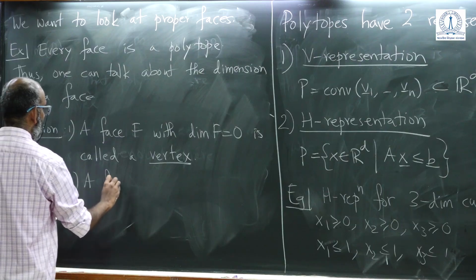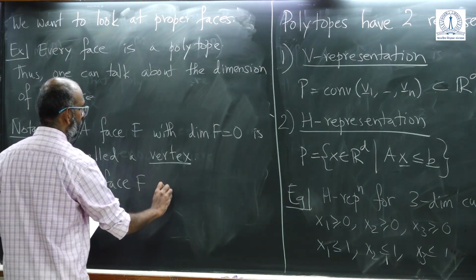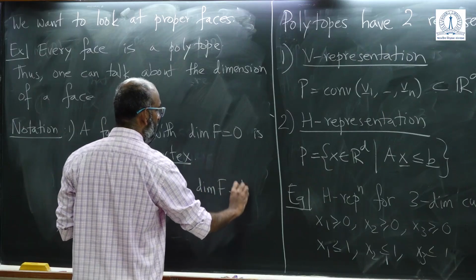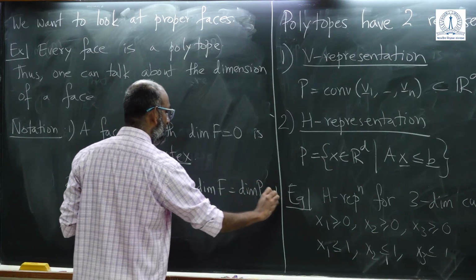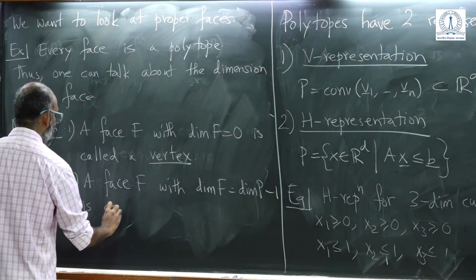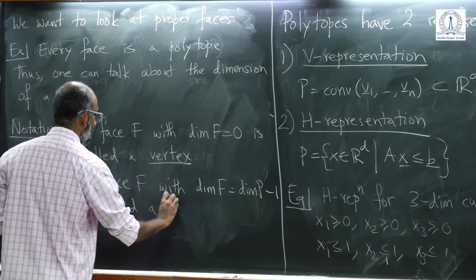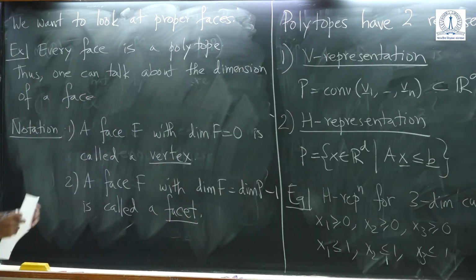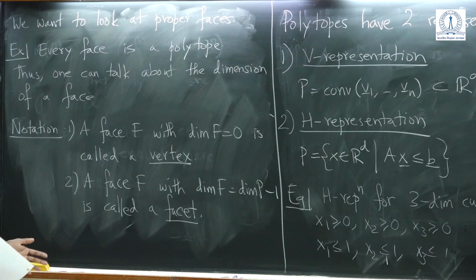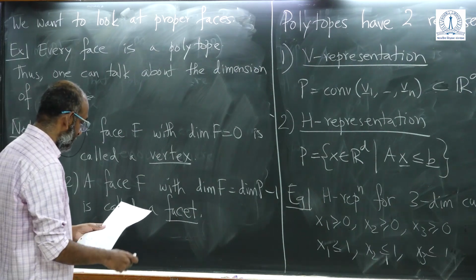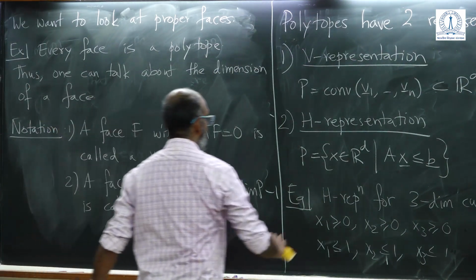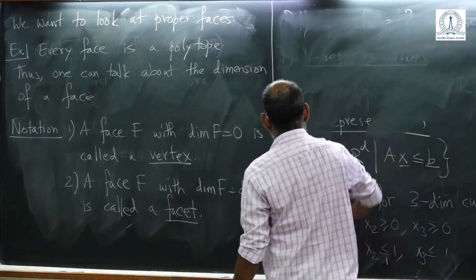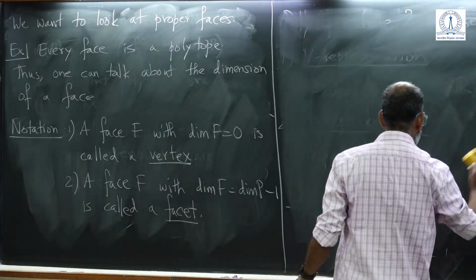A face F with dimension F equal to the dimension of P minus 1 is called a facet. It's a special kind of face. These are the maximal proper faces, maximal dimensional proper faces. Okay? And facets are going to be important, and let's see why.